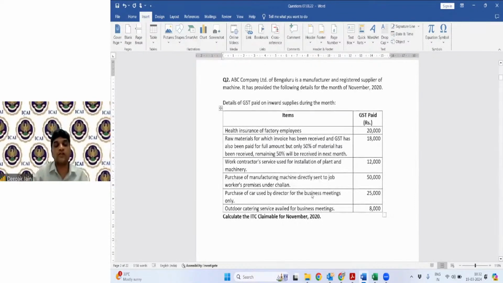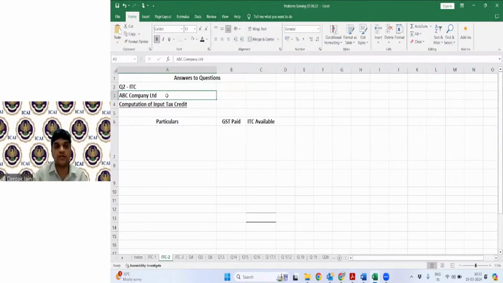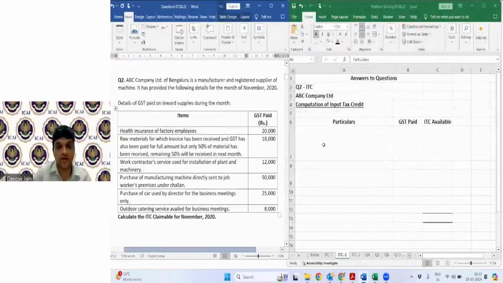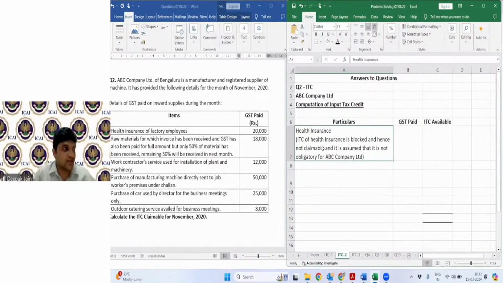So in this case, how will we compute the input tax credit? So same, mention the question number, then the company name. What are you trying to compute? Computation of input tax credit, particulars, GST paid, and whether the ITC is available. So the first part was on health insurance for factory employees. ITC of health insurance is blocked and hence it is not claimable and it is assumed that it is not obligatory.